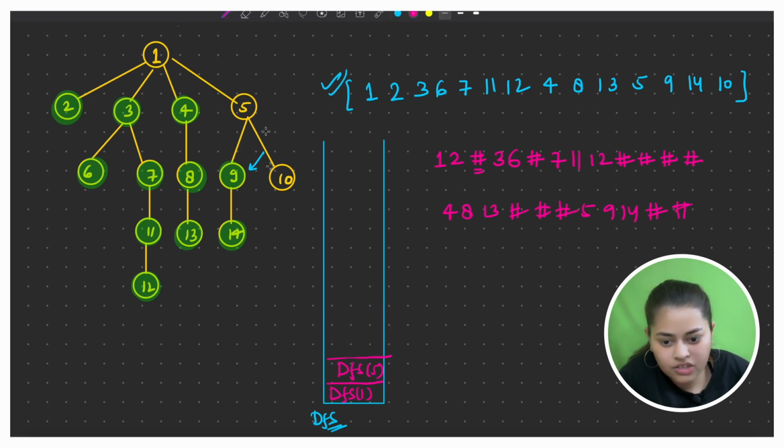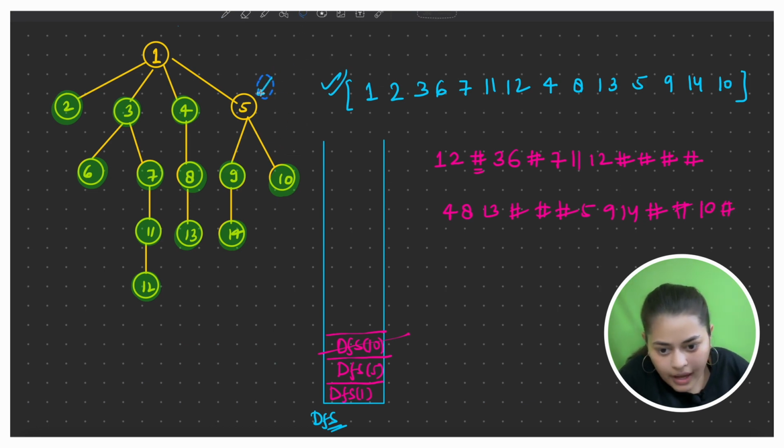So at the top there is 5. So let's go to 5. Is there any other child for 5 to be explored? Yes, there is 10. So DFS 10 will be made, right? 10 will be appended. Now is there any other child for 10? No. So 10 will be popped and hash will be appended, right?